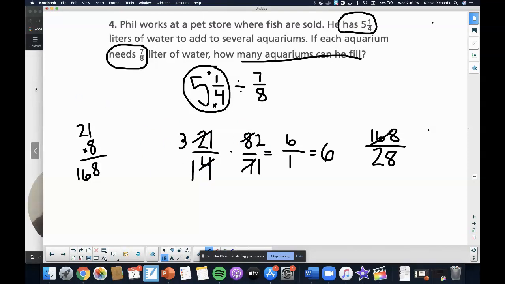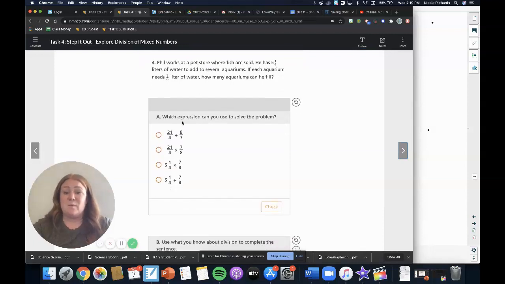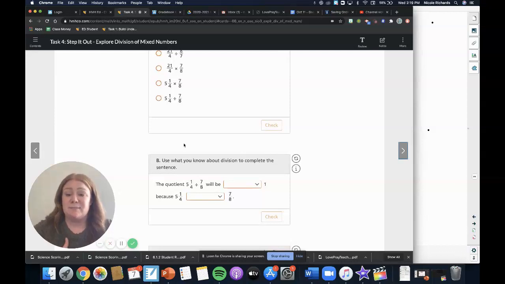Okay, let's go ahead and try to answer task 4 questions here. Okay, so which problem matches what we were doing? So what did we have? What did we divide by? Or it possibly could be using the reciprocal. So check and see which one matches up to what we did.